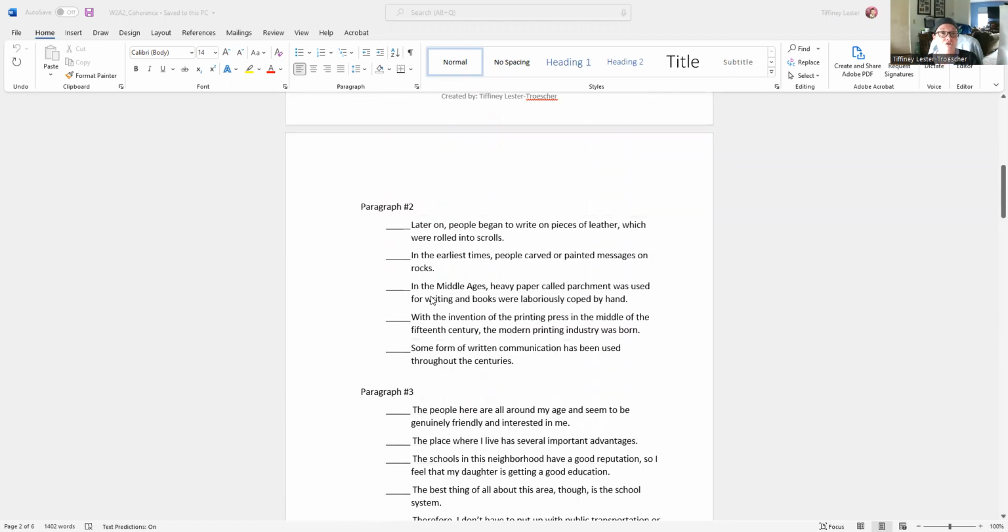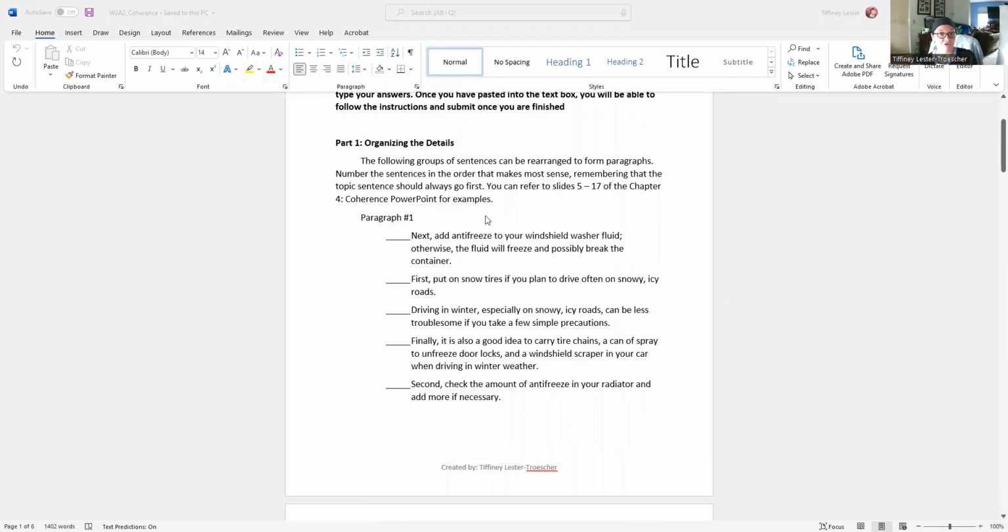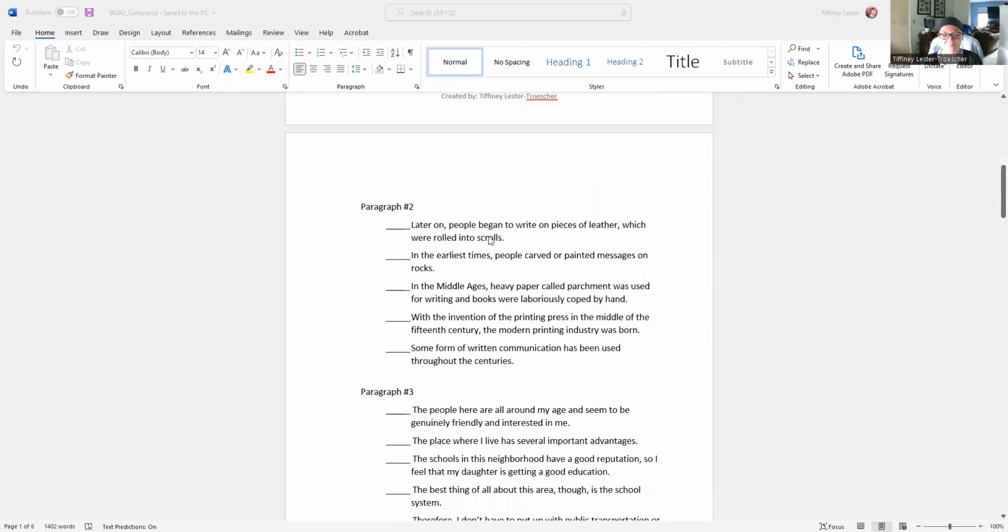So you want to make sure that you're using your clues: time order clues, emphatic order clues, transitions, connecting words. When we presented an idea in one sentence and we mentioned that idea again in the next sentence, use all of that to help you figure it out. And again, just do your best, right? But you can also refer back to those slides from the chapter 4 PowerPoint as a refresher to how we figured out how to do this, okay?